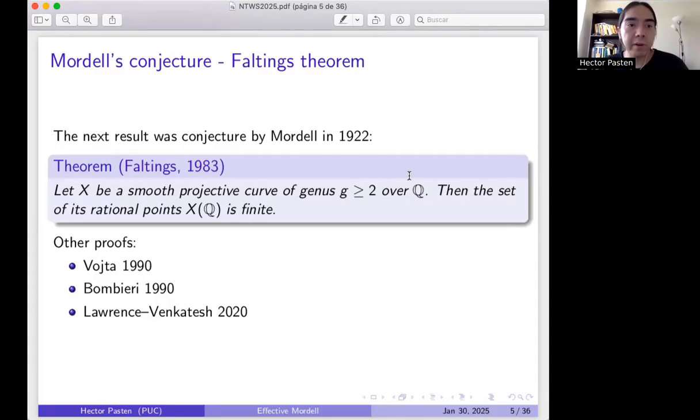There is also a proof by Vojta using Diophantine approximation in the language of Arakelov geometry. And this was put in classical terms of Diophantine approximation by Bombieri. And there is another proof more recently by Lawrence and Venkatesh that has origins in Faltings' argument, but it's different. It's a more p-adic approach.